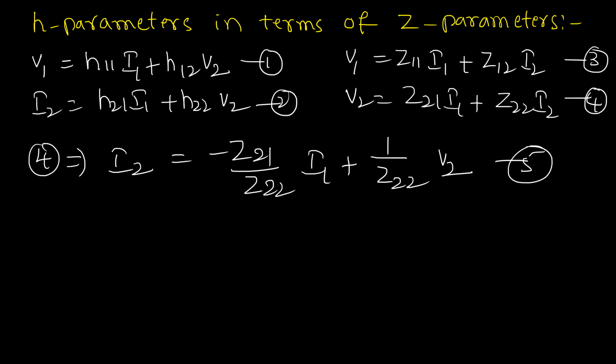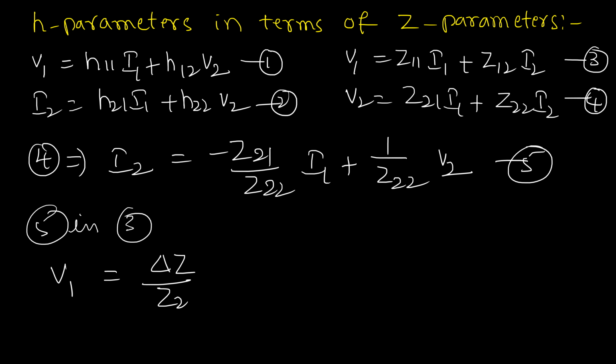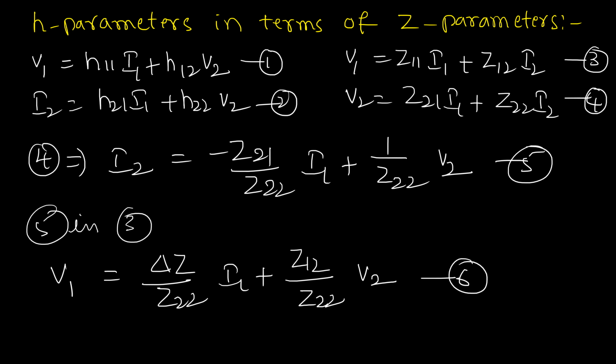Okay, now you substitute this fifth equation in equation 3. There you can get V1. So directly I am writing this is delta Z by Z22 into I1 plus Z12 by Z22 into V2. Okay, so call it as sixth equation. Now you compare this sixth equation with equation 1. There you can get the relations for H11 and H12 in terms of Z parameters.